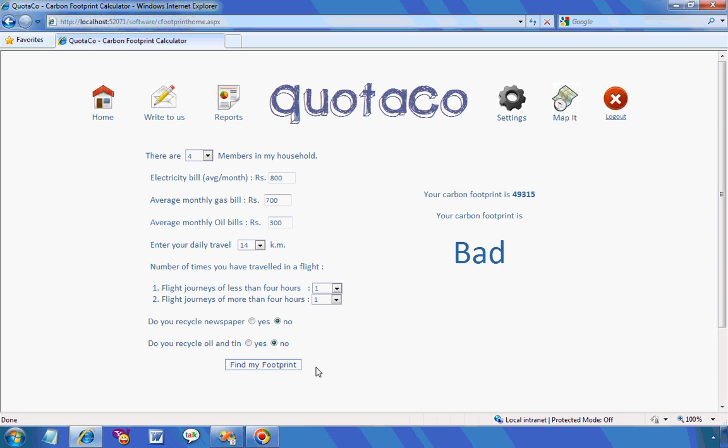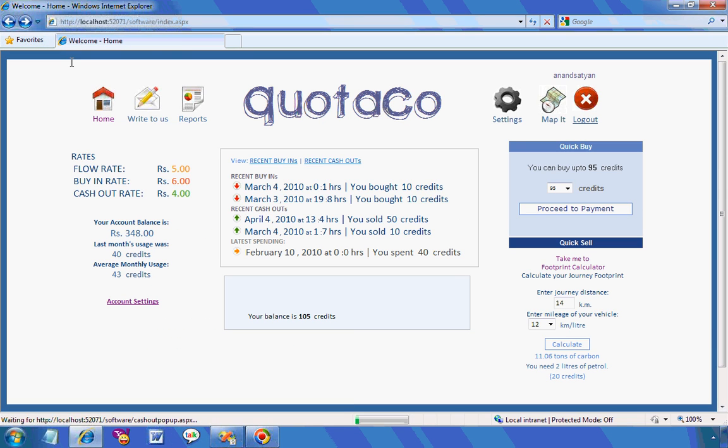So this essentially gives you a clear picture of your lifestyle and how it needs to be changed to live a greener life, basically. So this was as far as the full-fledged footprint calculator was concerned. Another very interesting and the last concept of the software is called MapIt.